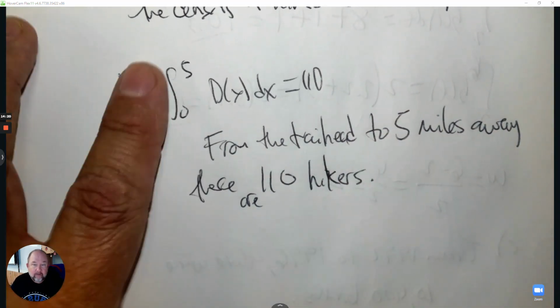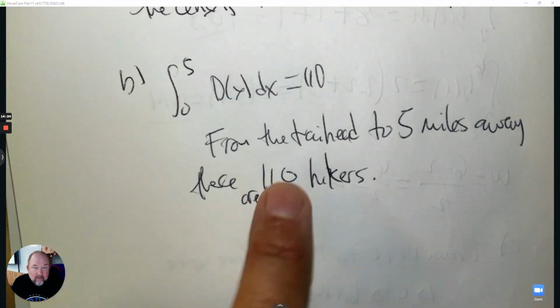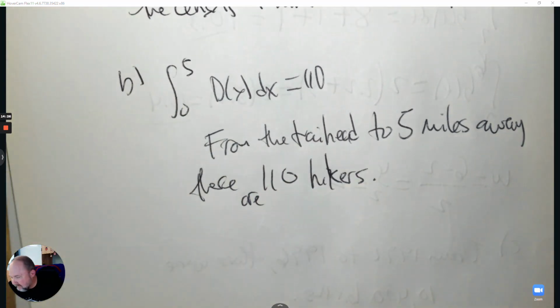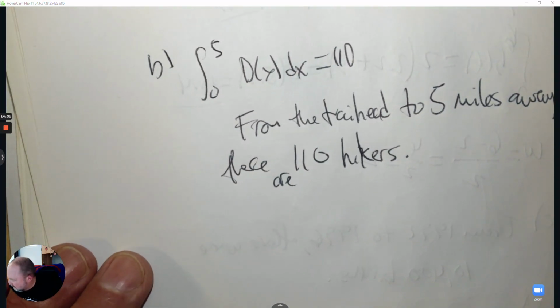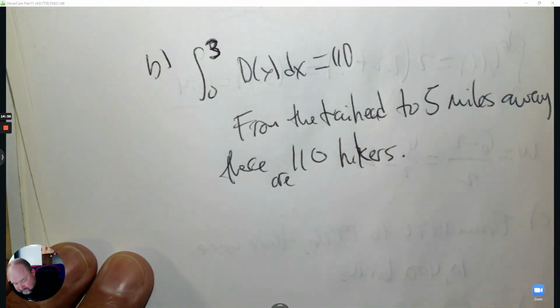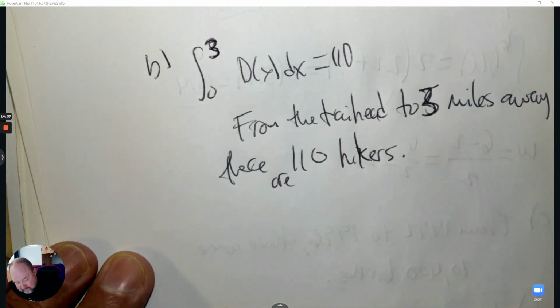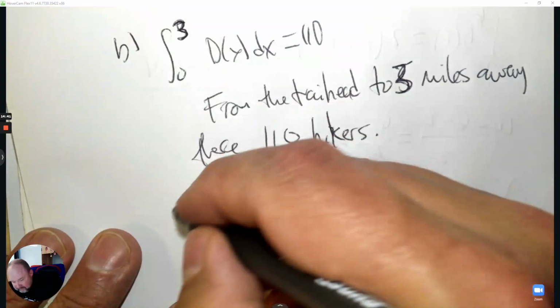So it's no longer a rate when you integrate. From right at the trailhead to 5 miles out, how many hikers are there in total? 110. Oh, it's a 3. I can't read. Sorry. From trailhead to 3 miles out away, it's 110 hikers. Part C. See if I can read this.